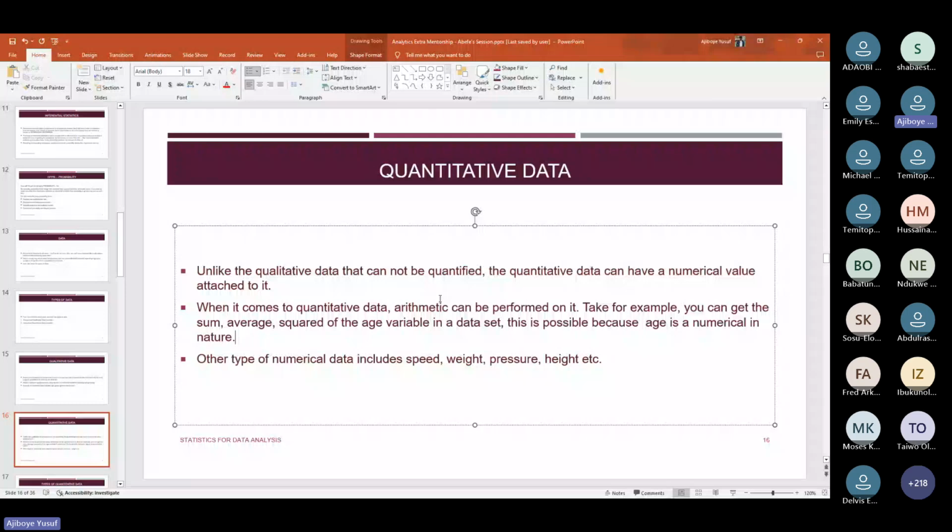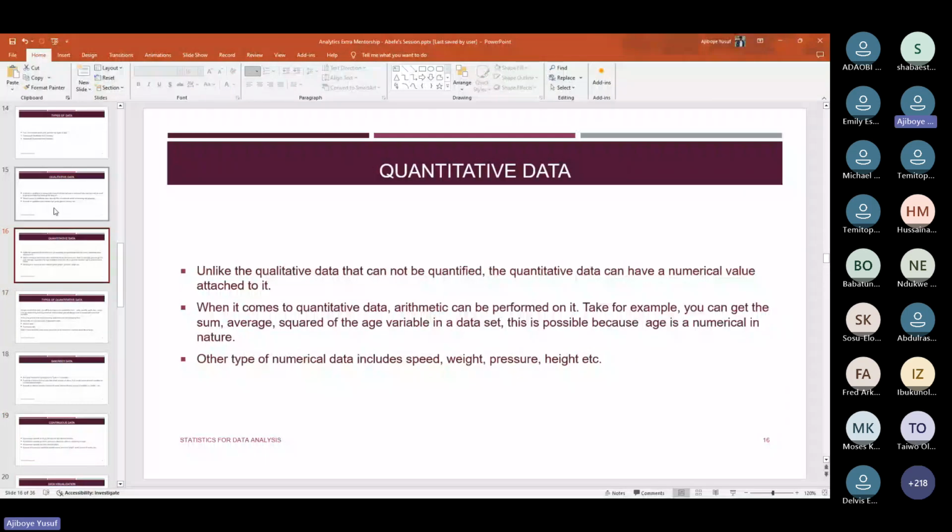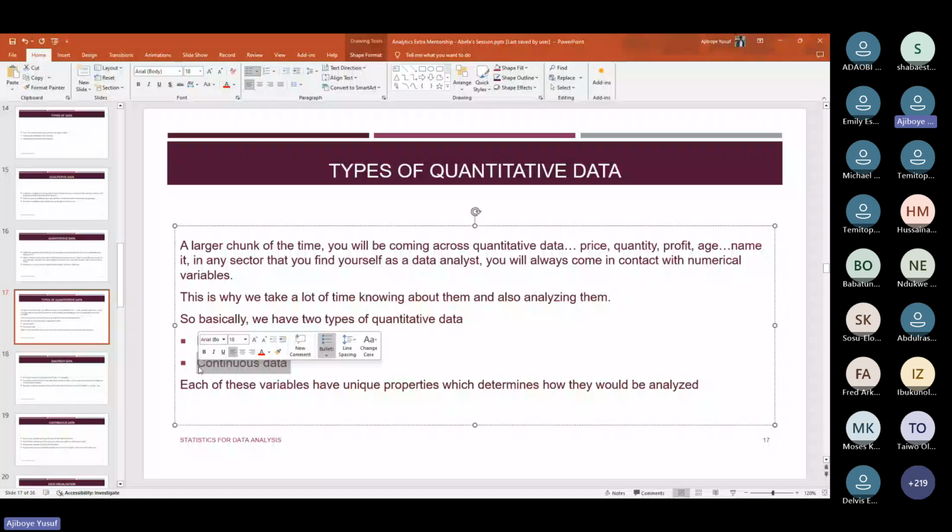I have to speed up. Now I can also go as far as saying we have two types of quantitative data: the discrete data and the continuous data. This one is just like an advanced thing. It's not really necessary, but it makes sense to know that quantitative data can also split into two: the discrete and the continuous.